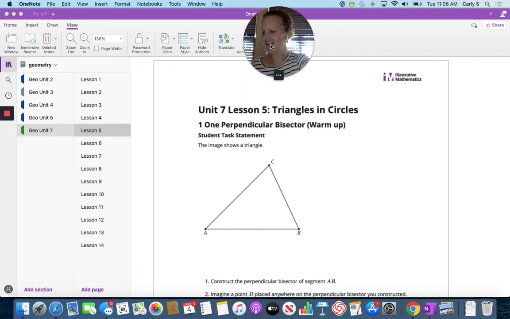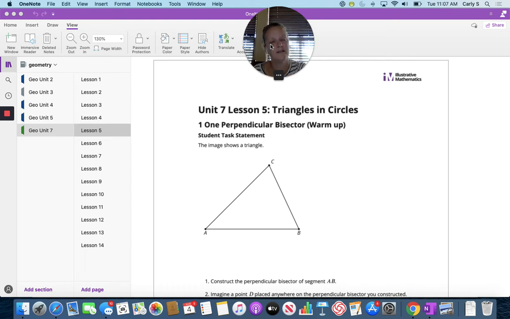Hey, let's try lesson 5. We're now talking about triangles and circles. Last lesson we talked about circles and quadrilaterals, and now we're talking about circles and triangles. Let's keep it straight. All right, so our student task statement.